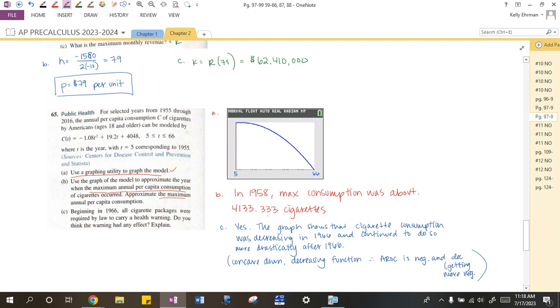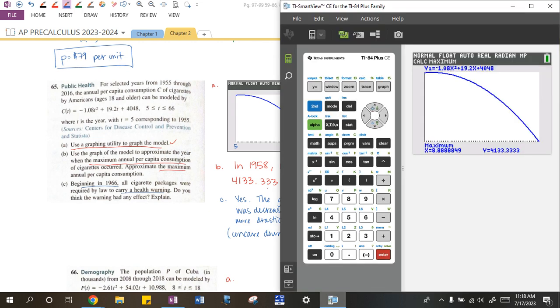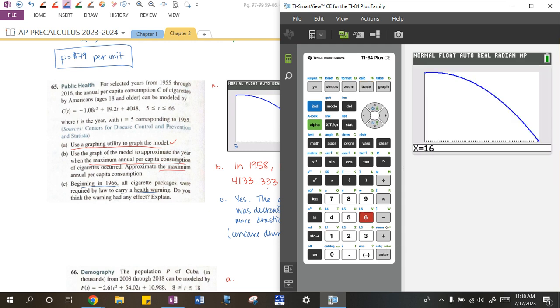And then the last thing says, beginning in 1966, all cigarette packages were required by law to carry a health warning. Do you think the warning had any effect? Explain. So short answer, yes. I'm not going to rewrite this, but yes, because we could show where 1966 is if we want to. We could say, go to the value, that's what, 16. Here's 1966. The consumption has already started decreasing, but here and then even after that, it keeps decreasing faster and faster.